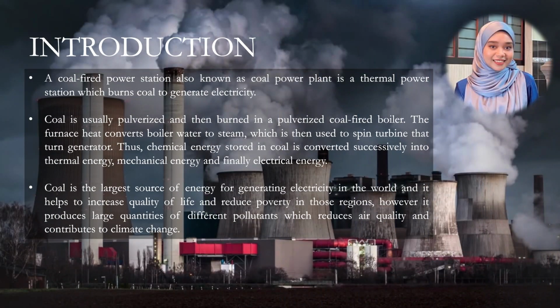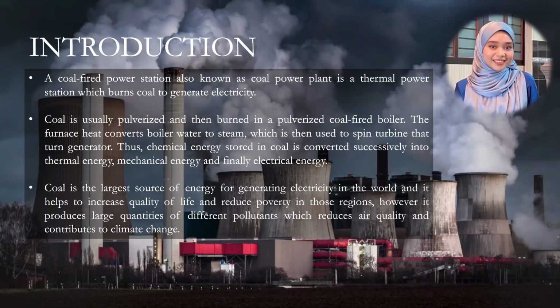Introduction. Coal power plant. A coal-fired power station, also known as a coal power plant, is a thermal power station which burns coal to generate electricity. Coal is usually pulverized and then burned in a pulverized coal-fired boiler. The furnace heat converts boiler water to steam, which is then used to spin a turbine that turns a generator. Thus, chemical energy stored in coal is converted successively into thermal energy, mechanical energy, and finally electrical energy.